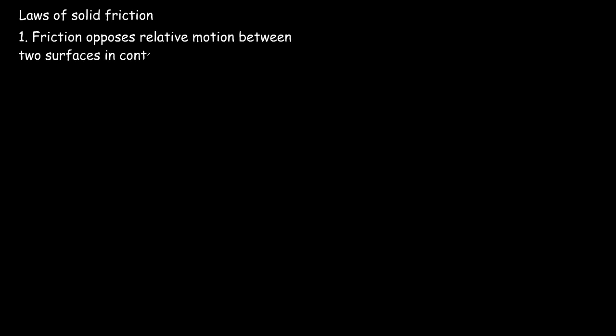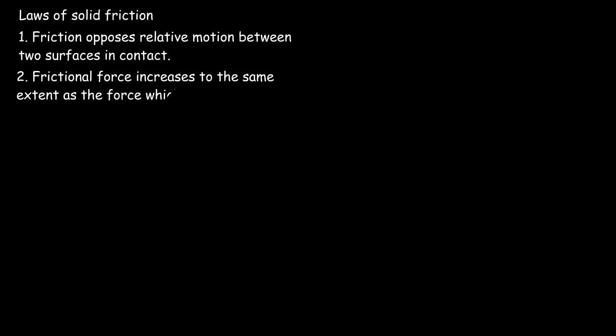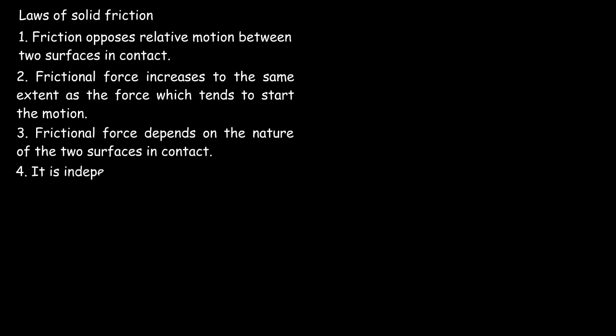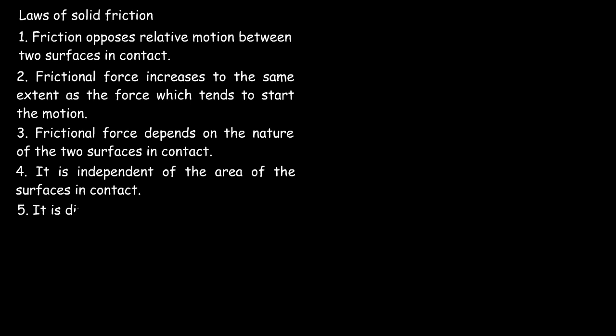Laws of friction. There are several laws of friction. Number 1, friction opposes relative motion between two surfaces in contact. Number 2, frictional force increases to the same extent as the force which tends to start the motion. Number 3, frictional force depends on the nature of the two surfaces in contact. Number 4, it is independent of the area of the surfaces in contact. And number 5, it is directly proportional to the normal reaction R.